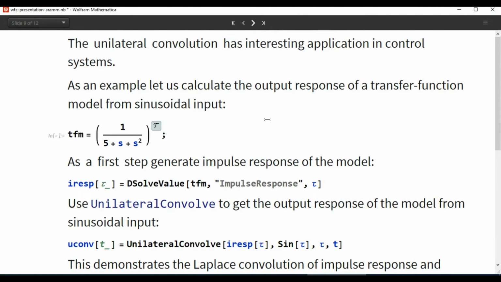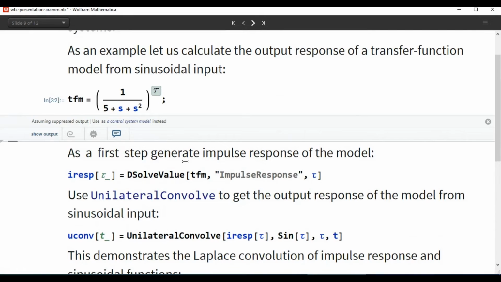To demonstrate this, let's try to calculate the output response of some transfer function model from sinusoidal input. But to do that, first I have to evaluate the model. I want to start from calculation of the impulse response of the model. So I'm trying to calculate the response of the system from Dirac delta input instead of sine.